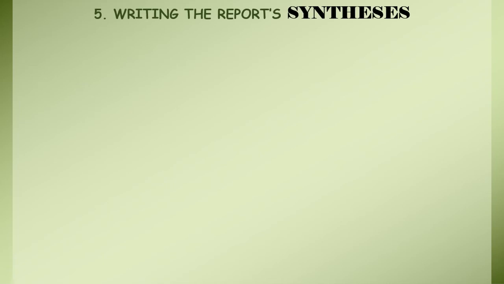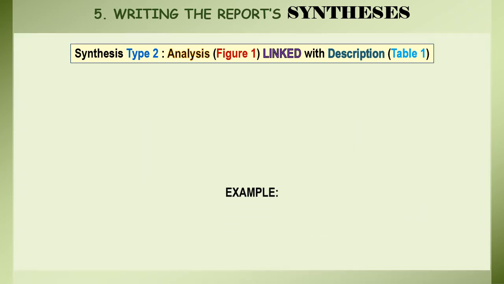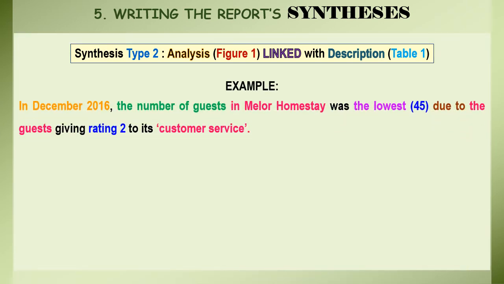Let's look at a few more examples. This is a synthesis where you link an analysis from figure 1 with a description from table 1. For example, in December 2016, the number of guests in Melo Homestay was the lowest, 45, due to the guests giving rating 2 to its customer service.